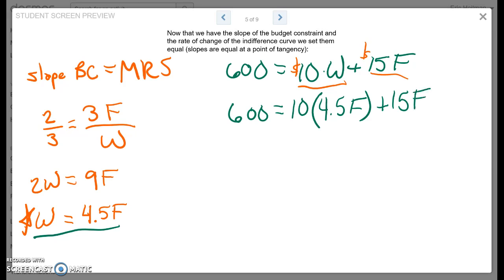Okay, so at this point, I want you to go ahead and finish this and solve for the optimal amount of food and water. I'm going to pause it and finish writing out the solution, but I want you to put your answer in, so play pause it. I'll be back in a second.